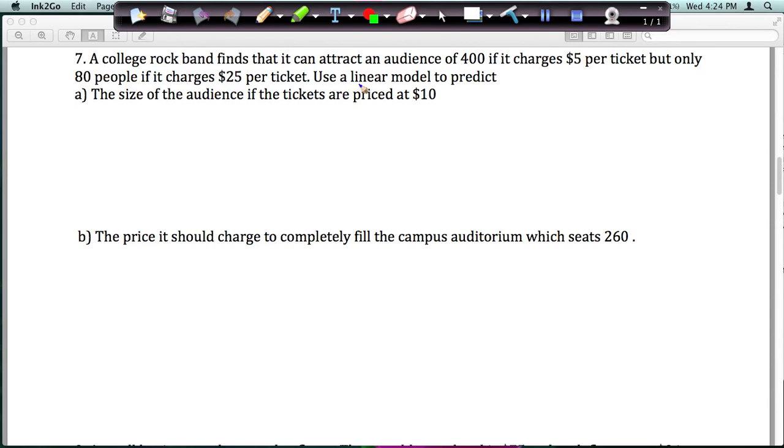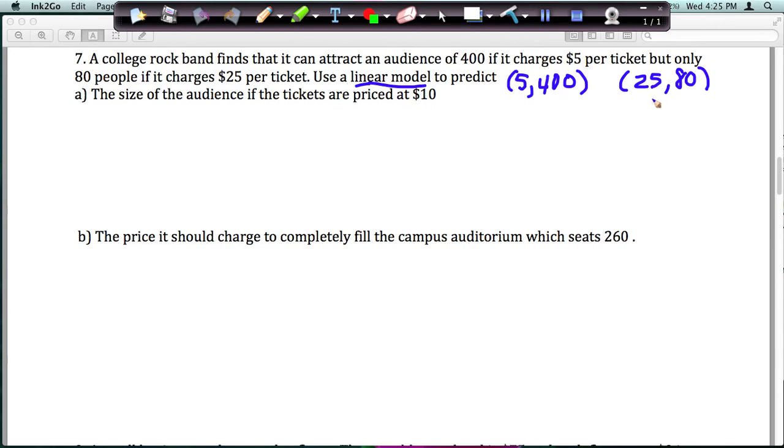And to find the linear model, we need to find the equation of the line. This is one way to do it. So I need to write the 2 points that I have. The first one: I'm going to say x is the cost, so $5, and at $5 you get 400 people. And then the other point is x is $25 a ticket, and if you charge $25 you get 80 people.